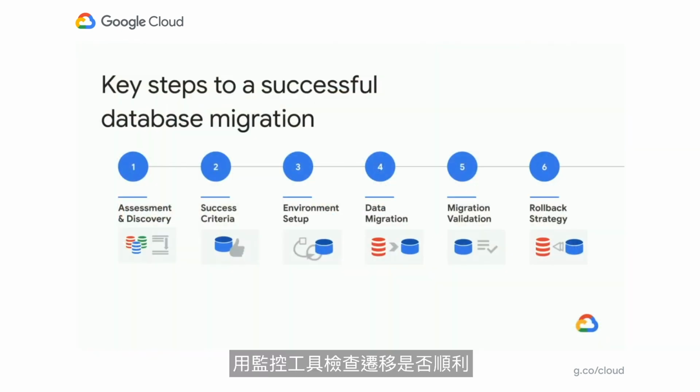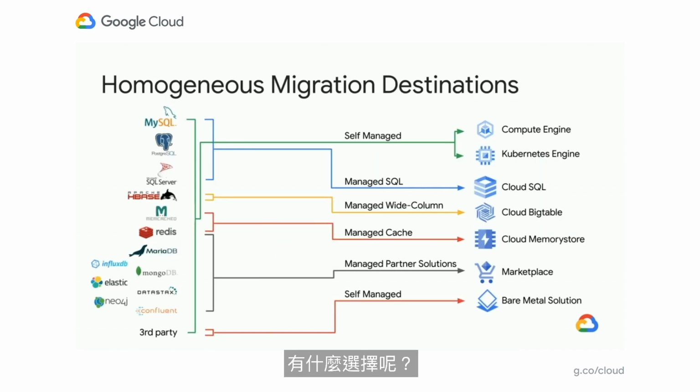Then you have the data migration, of course. Check with monitoring if this migration is going well, validate it, and then always have a strategy of how to roll back if something goes wrong. Especially if you do online migration, you want to have rollback strategies and you want to have them tested. So, what are the options?